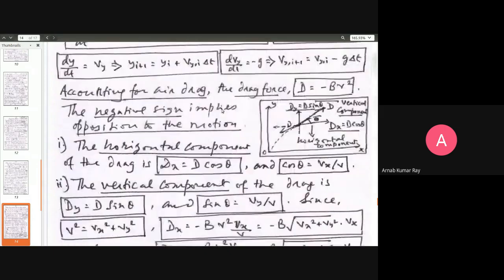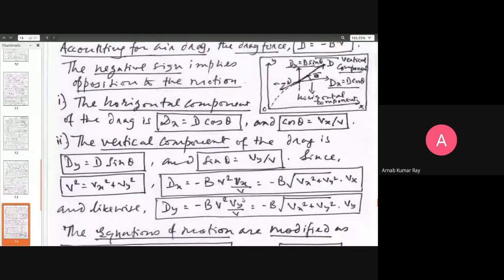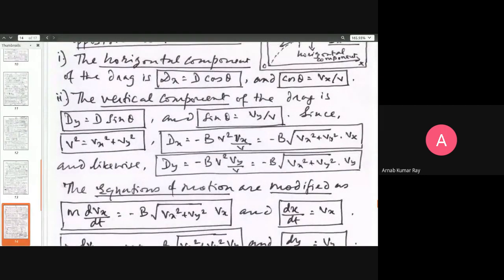So what about the drag component? D is equal to minus B, where capital B, for simplicity, we are treating to be a constant, minus B into V squared. The x component will be minus B into V squared into cos theta. And cos theta is Vx by V, right? So this is minus B V squared, Vx by V. And V squared by V will give you a single V, which is the square root of this. Minus B square root of Vx squared plus Vy squared into Vx. I hope you have no difficulty understanding this.